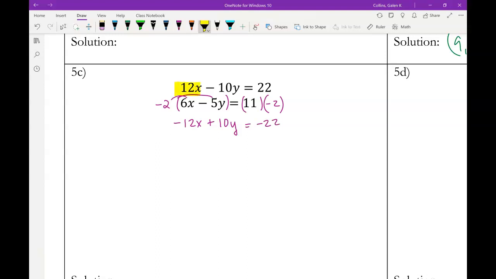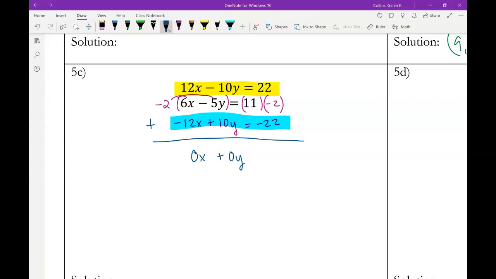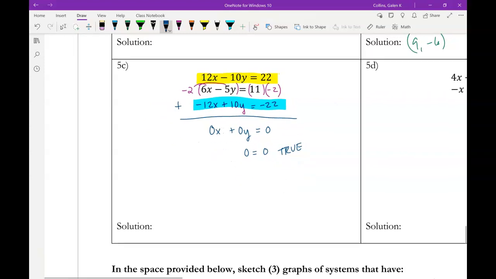So it looks like something interesting is going to happen when we combine these two equations with addition. Well, positive 12x and negative 12x becomes 0x. Oh, but our y's also cancel out. Negative 10y plus positive 10y is 0y. And positive 22 plus negative 22 is also 0. So we get a statement that says 0 equals 0. And since that is a true statement, that means that we have infinitely many solutions.